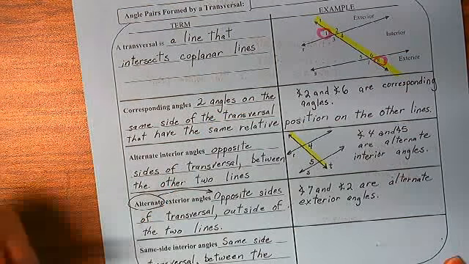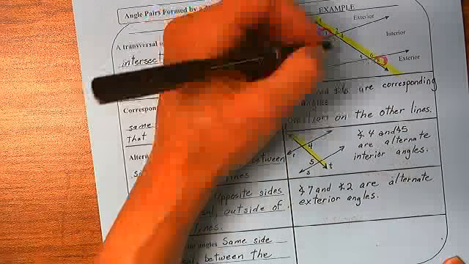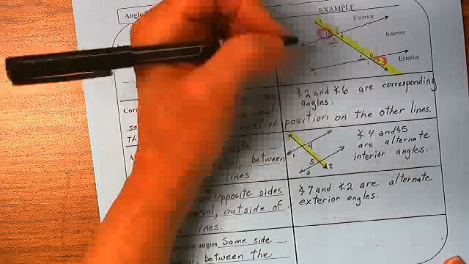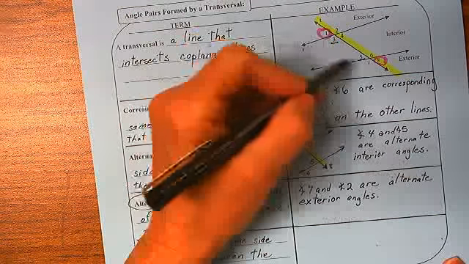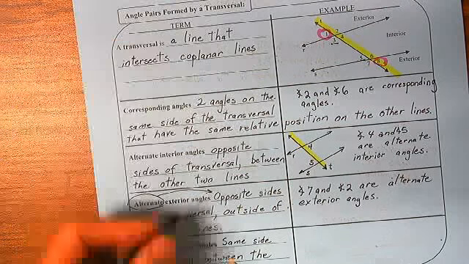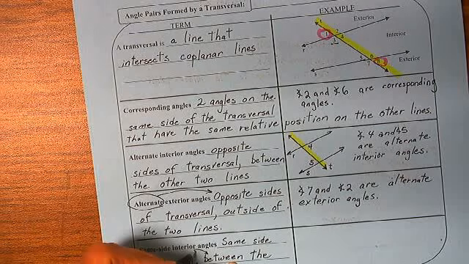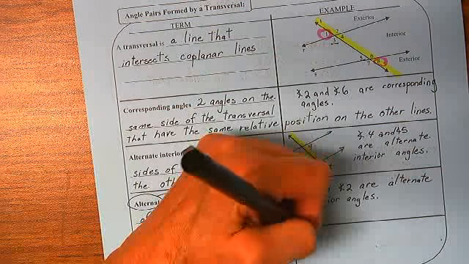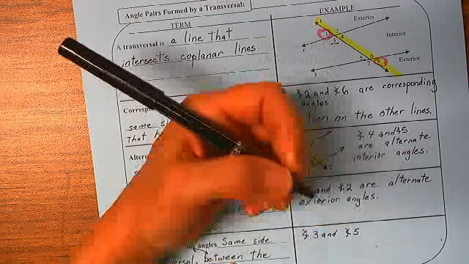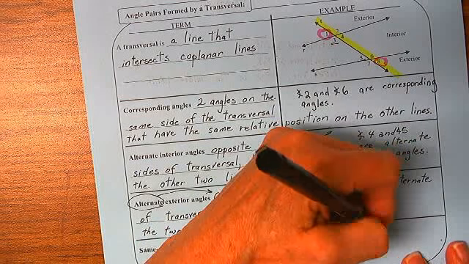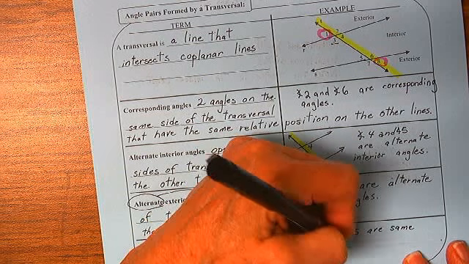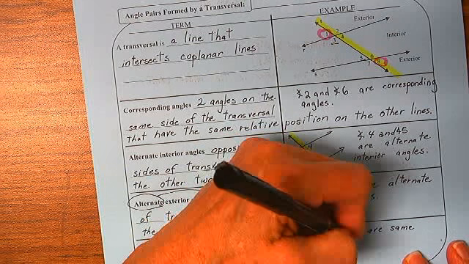Same side interior angles would be same side of the transversal, that might be 3 and 5, between the two lines. Interior is between the two lines. Angle 3 and angle 5 are same side interior angles.